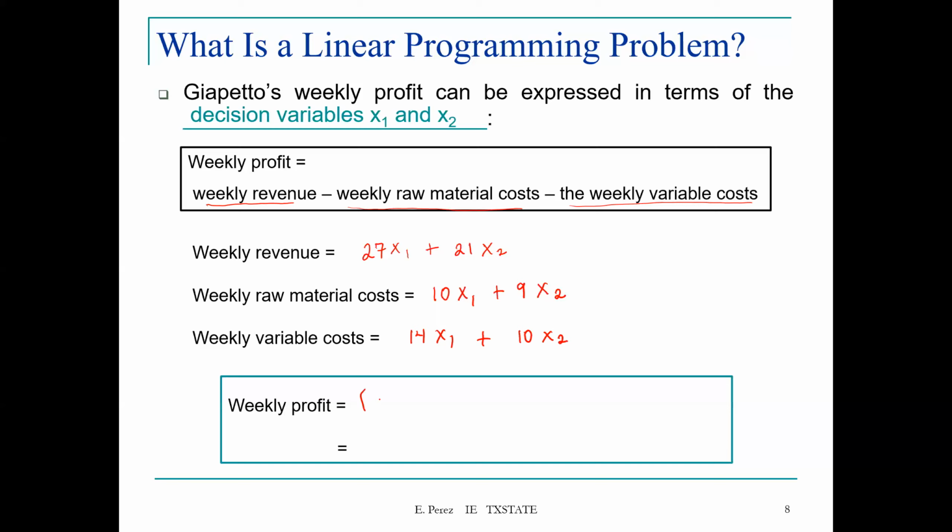So in this case, that's equal to 27x1 plus 21x2 minus 10x1 plus 9x2 minus 14x1 plus 10x2. After solving this equation, I get the function 3x1 plus 2x2. So at the end, this is my function, 3x1 plus 2x2. Every time I sell a soldier, I earn $3. Every time I sell a train, I earn $2.